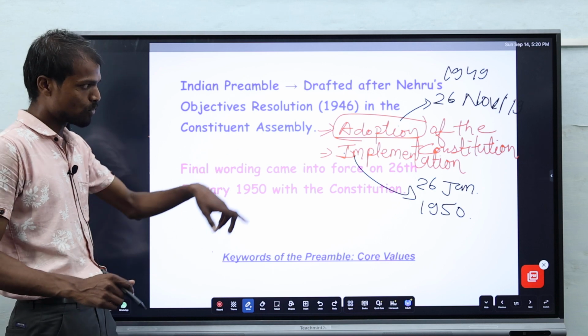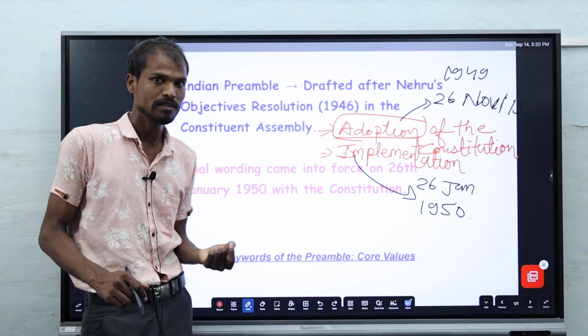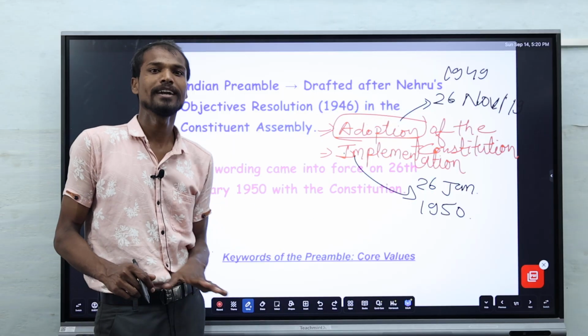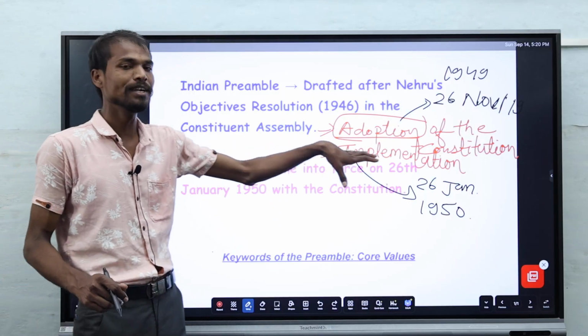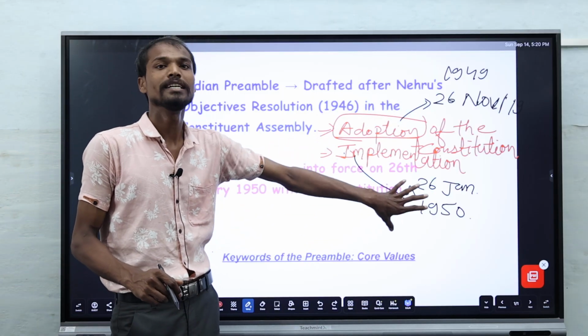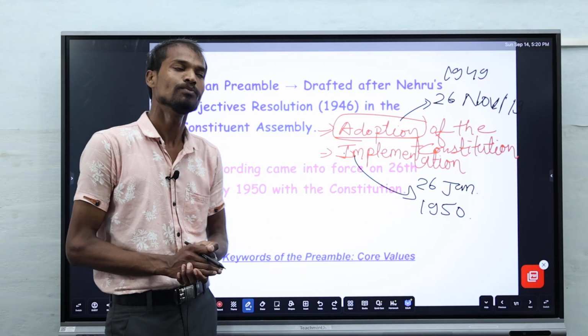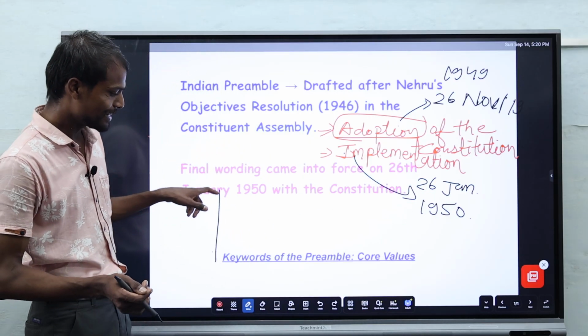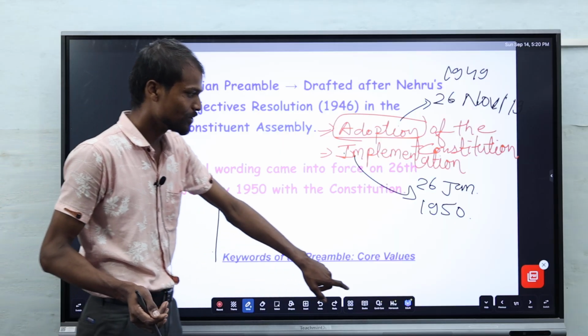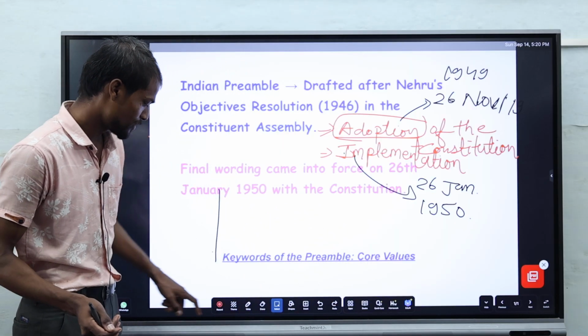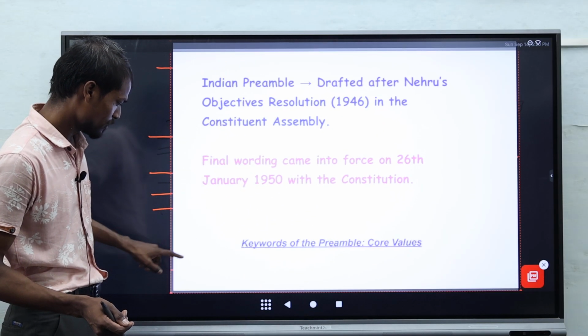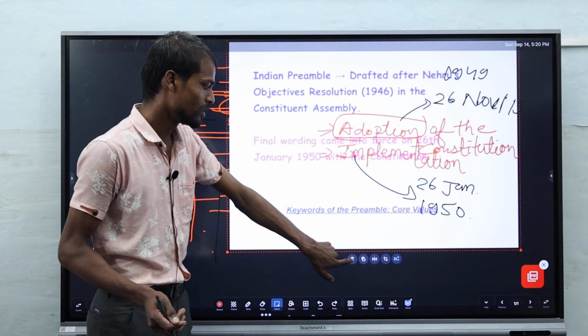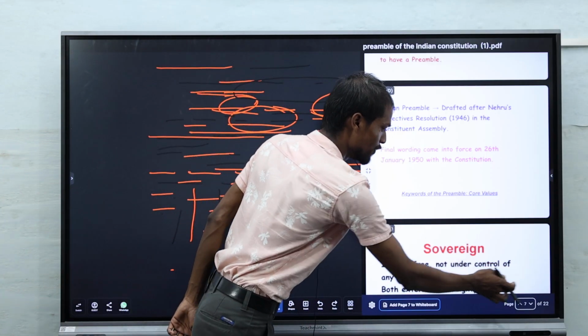So keep in mind, one is the adoption of the constitution, the date is 26 November 1949, and one is the implementation of the constitution of India, which is 26 January 1950. What are the key terms associated with the Indian constitution? Okay, let us see what the key terms associated with the constitution of India are, in detail.